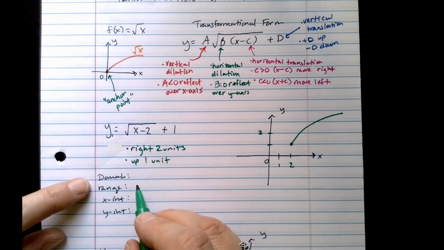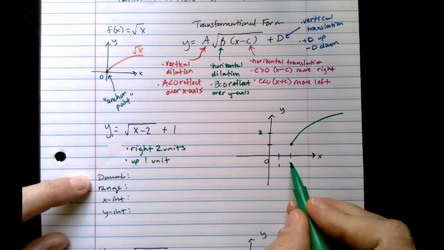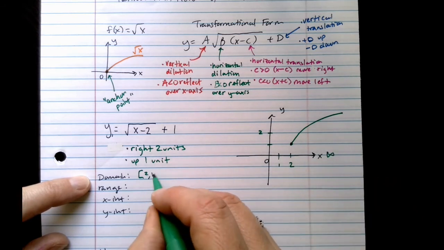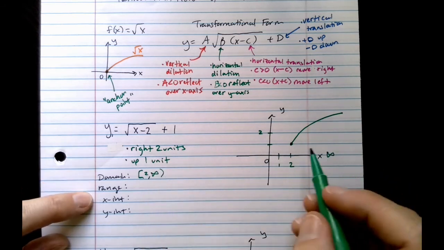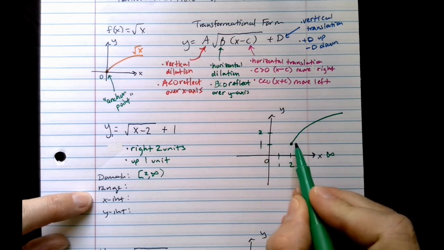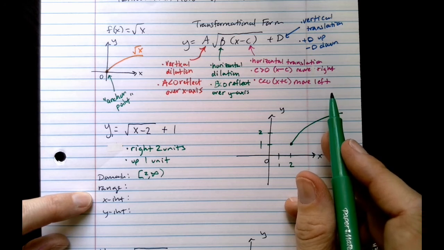Now let's talk domain. What is the domain? The function actually starts at 2 now. So the domain is 2 to positive infinity. Let's look at range. The lowest this goes now is positive 1. So the range is going to be from 1 to positive infinity.